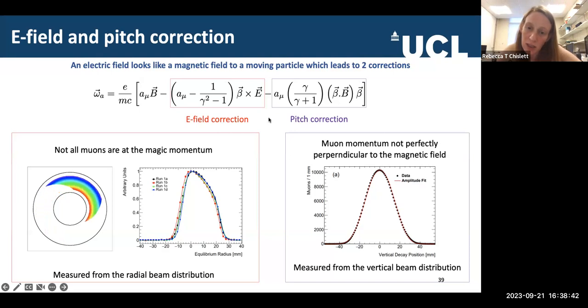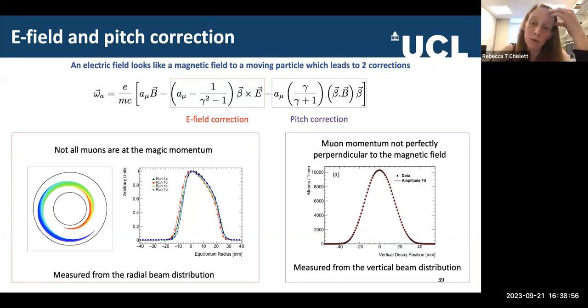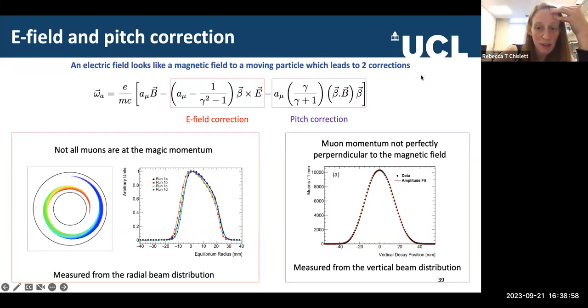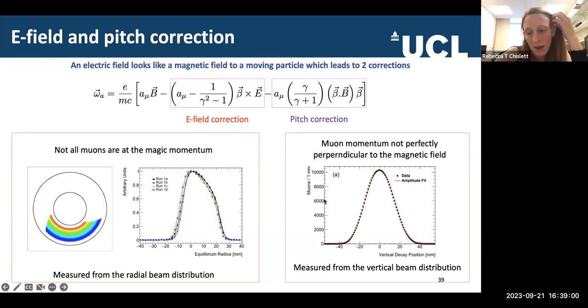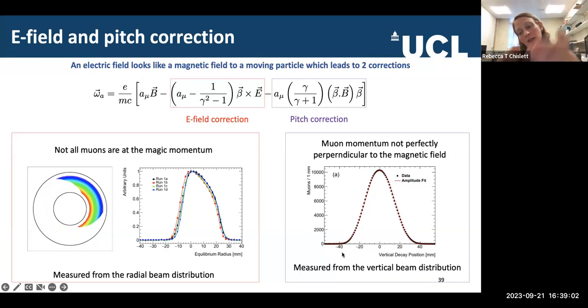and so you can calculate this correction. The other correction is because we can't inject the muons all to be exactly perpendicular to our magnetic field. So some of them are moving up and down, which is why we need the quadrupoles in the first place, so that they don't all fly out of the ring. And by measuring the beam distribution vertically, it allows you to calculate the correction that we need for this, which is known as the pitch correction.